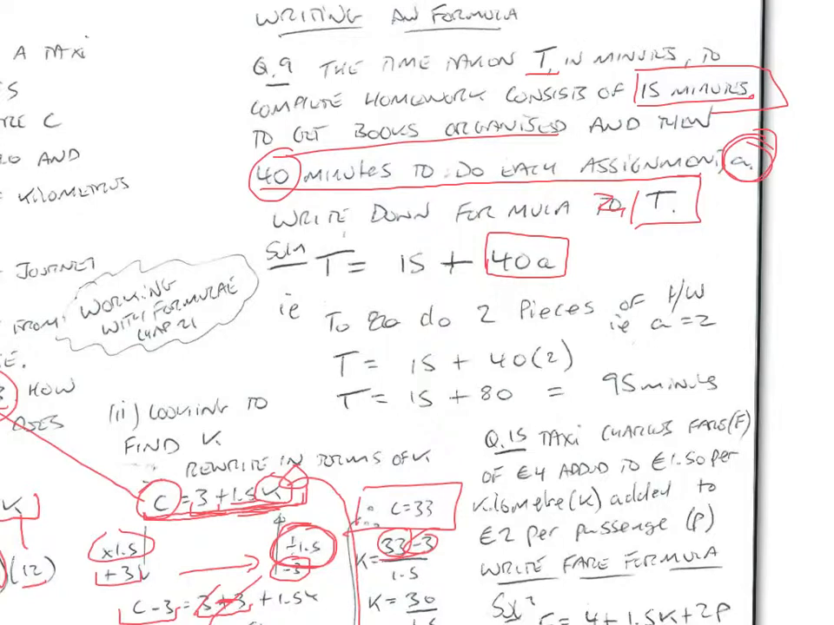So if we were asked the question, how long does it take to do 2 pieces of homework, 2 assignments, so A is 2, our formula would then be able to tell us that T would be equal to 15 minutes plus 40 minutes times 2, i.e. 40 minutes per assignment. There's 2 assignments. So T would be equal to 15 plus 80, 95 minutes.